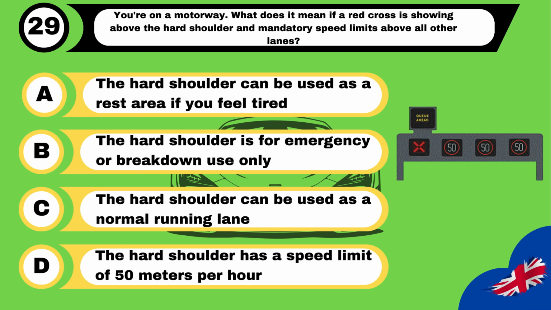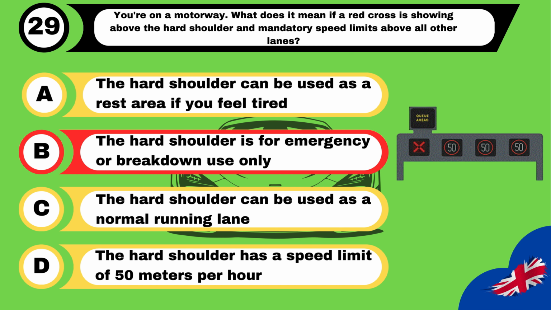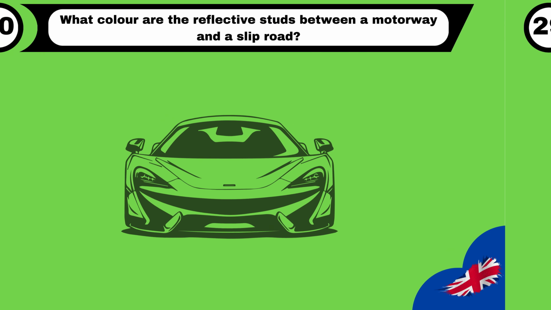B. The hard shoulder is for emergency or breakdown use only. C. The hard shoulder can be used as a normal running lane. D. The hard shoulder has a speed limit of 50 miles per hour. The answer is B. The hard shoulder is for emergency or breakdown use only.